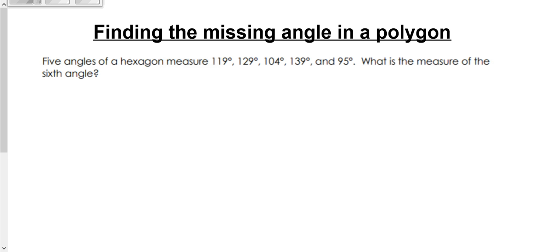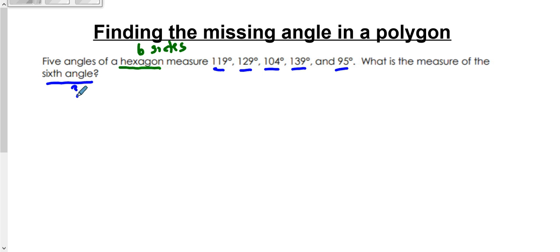Okay, well, first of all, to solve this, we need to know a very crucial part: what shape are we dealing with? Here we're dealing with a hexagon. A hexagon has 6 sides. So we know we're dealing with a six-sided figure, and the information given to us is the degree measures for 5 of the 6 angles. What we're trying to do is find that sixth angle.